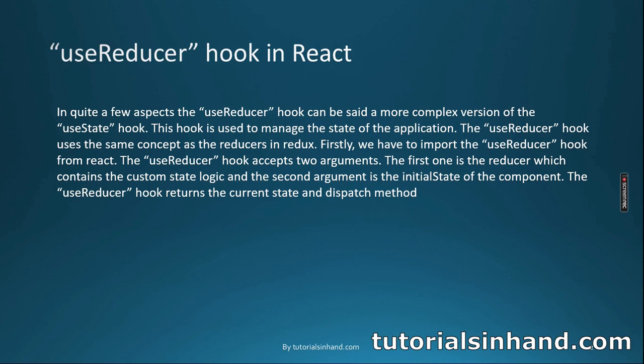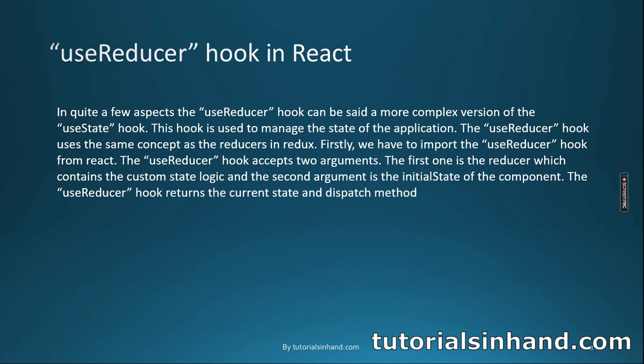So where do we use the useReducer hook? The useReducer hook can be said to be a more complex version of the useState hook. So where you need to have multiple types of update methods according to which you will update your local state or maybe the global application state, you can make use of this useReducer hook.